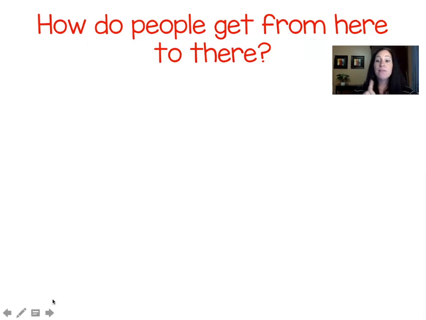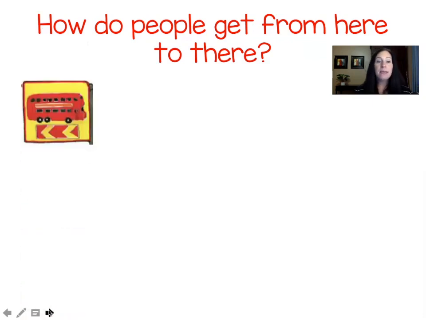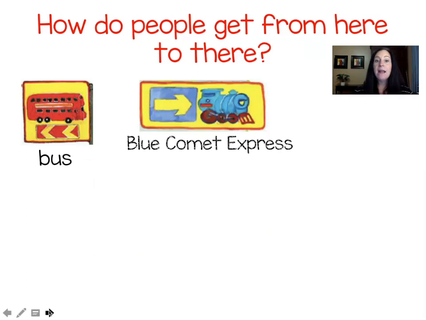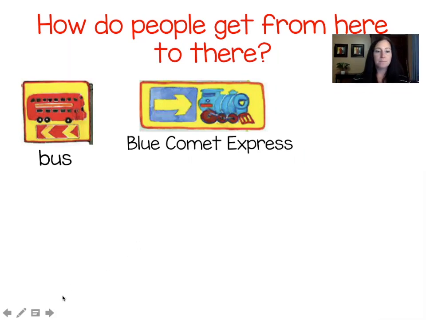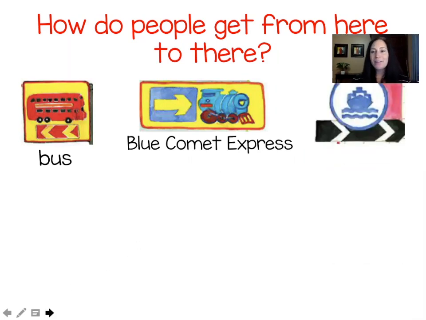Can you remember the first type of transportation that Uncle Bunny and Max take? That's right, boys and girls, the big red bus. What did they get on next? That's right, the Blue Comet Express. And it took them to, do you remember? That's right, to the houses and the farm. What did they get on next after the Blue Comet Express? Very good. The ferry boat.